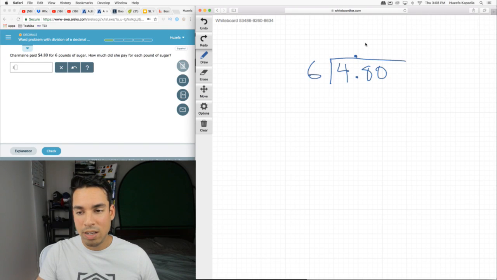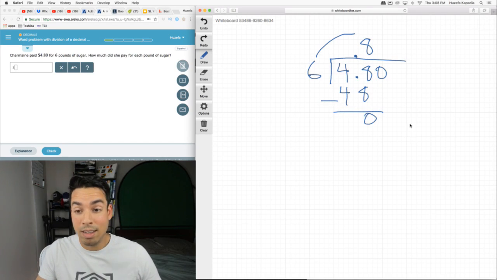6 goes into 48 8 times, right? I'm putting it over the last digit of the number we're dividing, 48. 8 times 6 is 48. And that's a remainder of 0, and we're technically done.